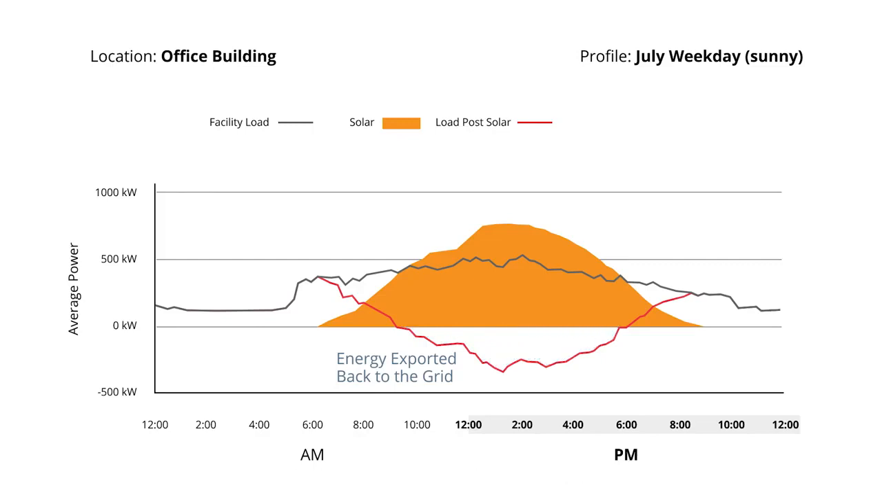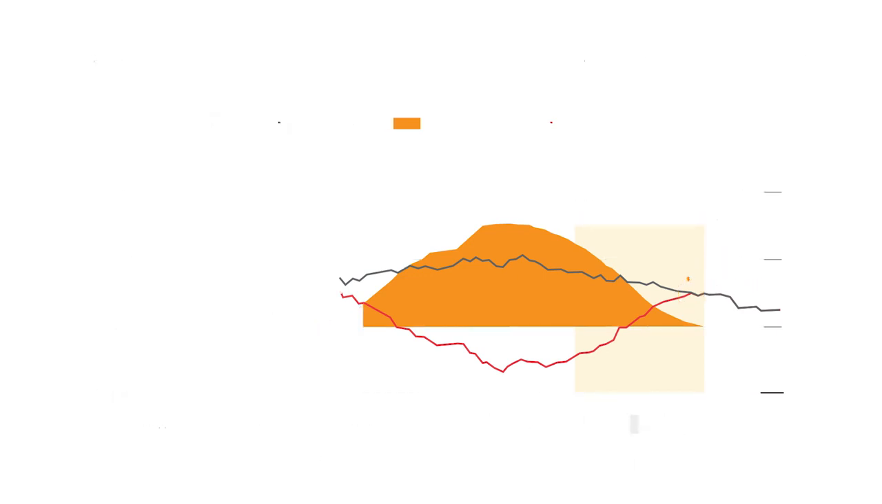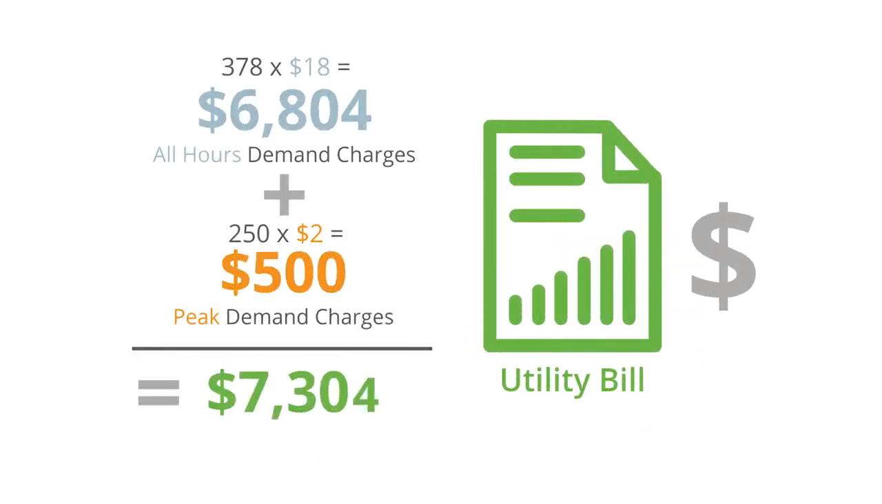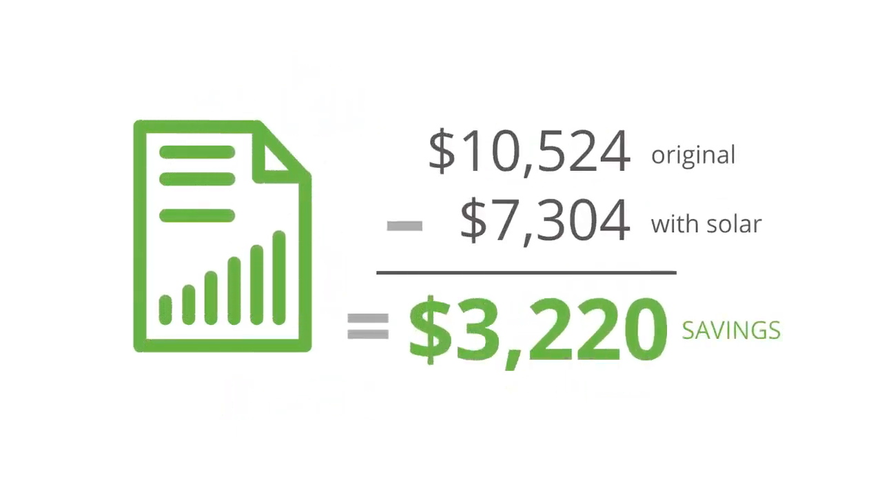Net metering is where excess energy is sent back to the grid for credit on their utility bill. So, solar has a rather large effect on the overall energy load, even to the point of exporting energy in the middle of the day. But as you'll see, it doesn't have as significant of an impact on demand and demand charges. The new highest power usage for all hours of the day now happens around 6:30 in the morning and is 378 kilowatts. The highest power usage during the peak time of use period occurs around 8:30 p.m. and is 250 kilowatts. When we do the math based on the previously stated demand charge rates, they now add up to a little over $7,300 this month, which represents about $3,200 in demand charge savings with solar installed.